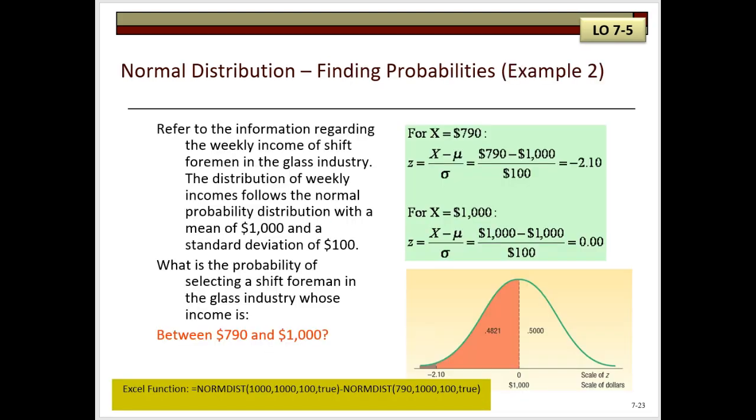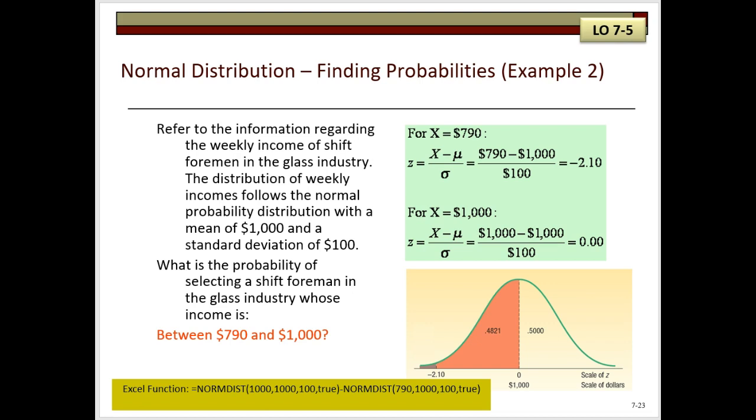Refer back to the problem introduced in the previous slide. Suppose we now want to find the probability of selecting a shift foreman in the glass industry whose income is between $790 and $1,000. Once again, we convert these values into z-scores. The z-score for 790 is negative 2.10, while the z-score for 1,000 is 0. We find the area between negative 2.1 and 0 z-scores as 0.4821.